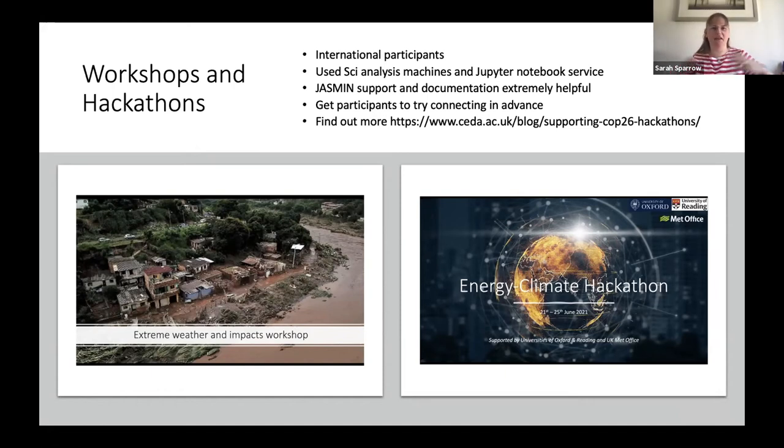What it really enabled is that we got lots of international participants from all over the globe. It gives a single place where they're accessing their data from and doing their compute, so it's a common area in which people can work. They used the science analysis machines and the Jupyter Notebook service. This was particularly useful in the hackathon, where perhaps people didn't want full access to the analysis machines, they just wanted to get on quickly and start coding and doing what they needed to do for their particular project task.